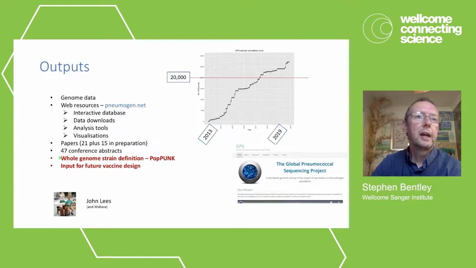Two really important outputs, I would say, have been the fact that once we have this global data set, we're then in a position to try to define the strain structure of the species with that rich global data set. This is work that John Lees did, developing an algorithm called PopPunk, which has the advantage of using all of the sequence from all of the genomes in defining those relationships between strains, and that's really important. And then finally, the jewel in the crown is that we've managed to produce information that's useful in vaccine design, so in the endeavour to prevent disease going forwards.